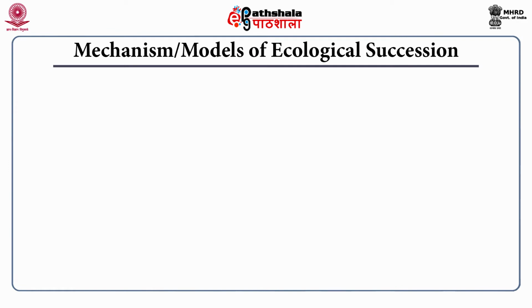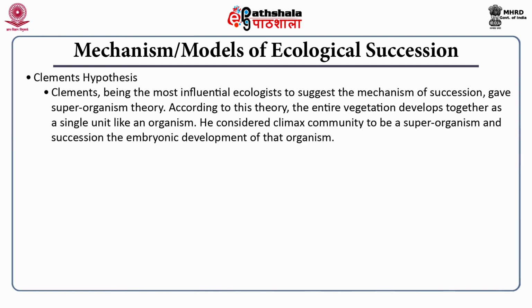Several mechanisms or models have been given for ecological succession. Let me discuss them one by one. The first is Clements' hypothesis. Clements, being the most influential ecologist to suggest the mechanism of succession, gave the superorganism theory. According to this theory, the entire vegetation develops together as a single unit like an organism. He considered the climax community to be a superorganism and succession the embryonic development of that organism.